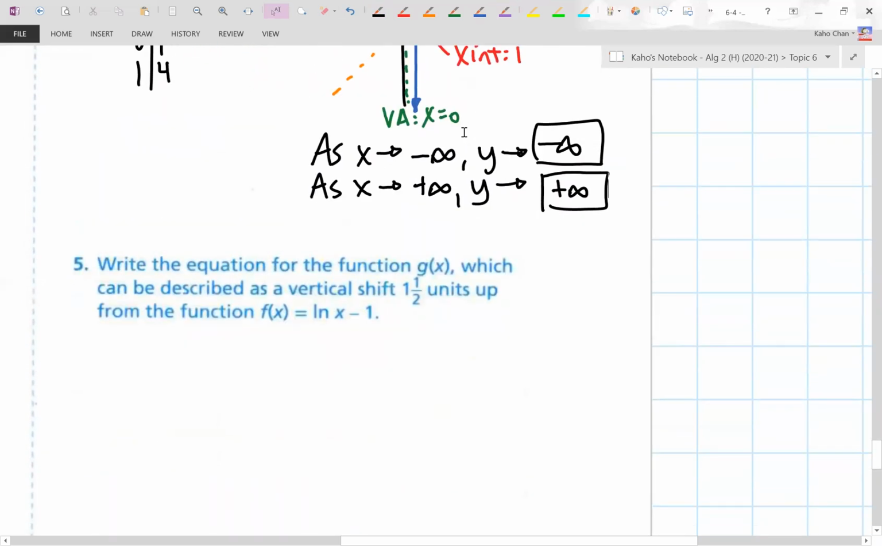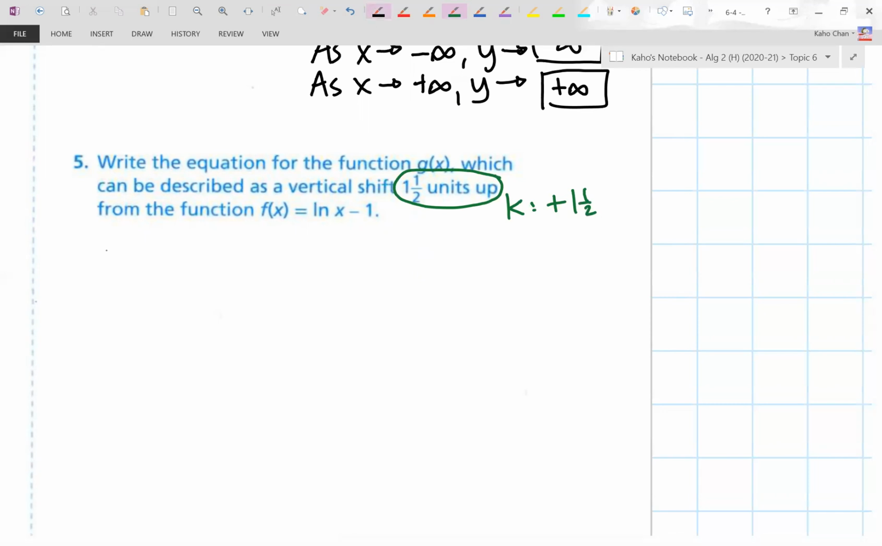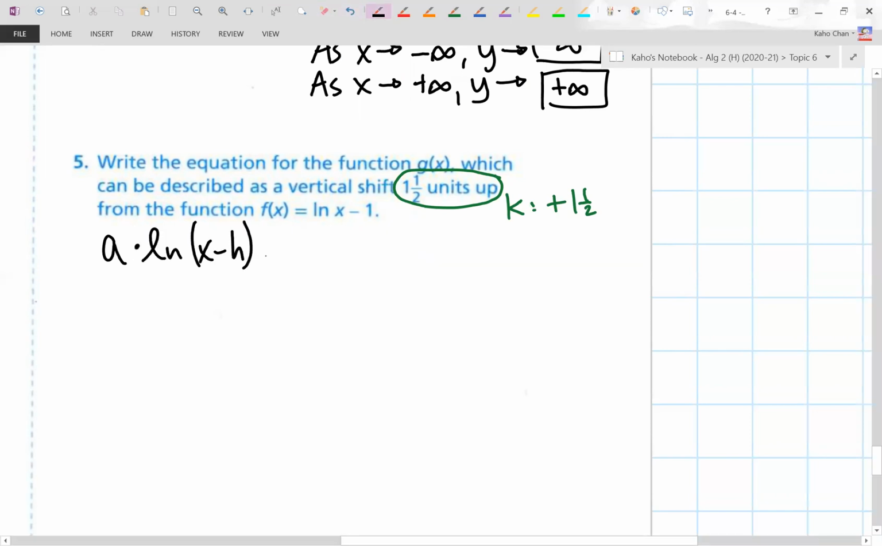All right, let's move on to number 5. Write the equation for the function g of x, which can be described as a vertical shift 1.5 up from the function f of x equals ln x minus 1. So this is kind of just interpreting the actual graph itself. Up 1.5 is k. It's kind of weird, right? And don't forget our formula, a times ln of x minus h plus k.